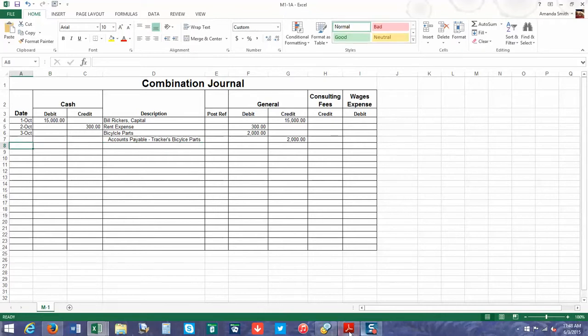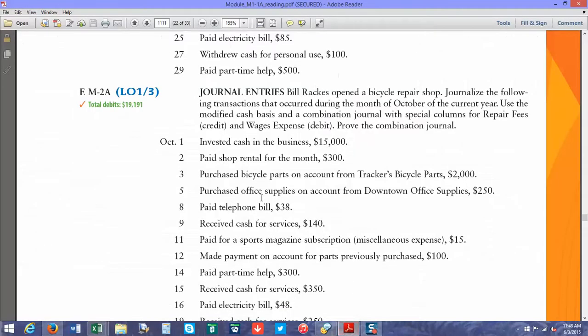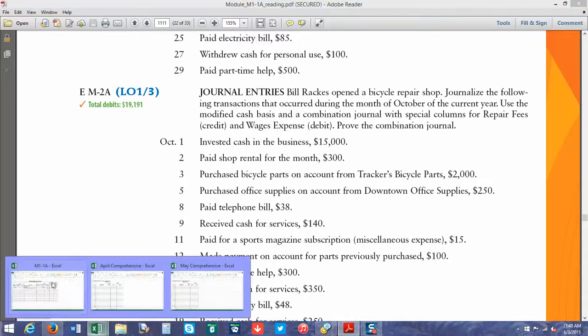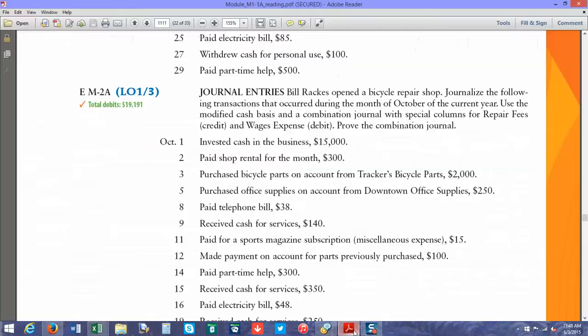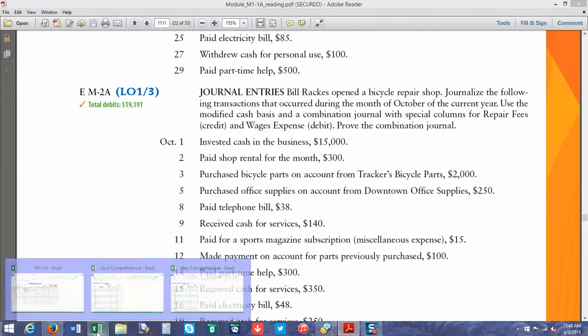The next transaction, on the 5th, we purchased office supplies from Downtown Office Supplies. It's going to be the same procedure that we just did. October 5th, office supplies, accounts payable, Downtown Office Supplies for $250.